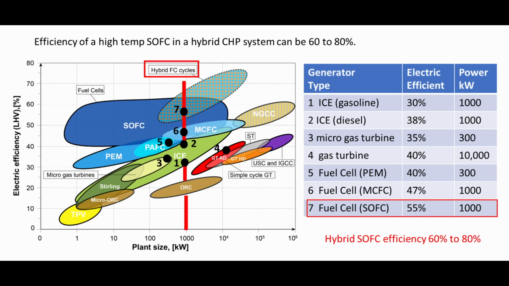An SOFC by itself has an electrical efficiency greater than 50%. An SOFC exceeds PEM and phosphoric acid fuel cell efficiencies. When an SOFC is used as part of a CHP system, the CHP system can have an efficiency in the 60 to 80% range. Low-temperature fuel cells like PEM fuel cells cannot compete with high-temperature fuel cells like molten carbonate fuel cells or solid oxide fuel cells as stationary power plants as part of a CHP system.